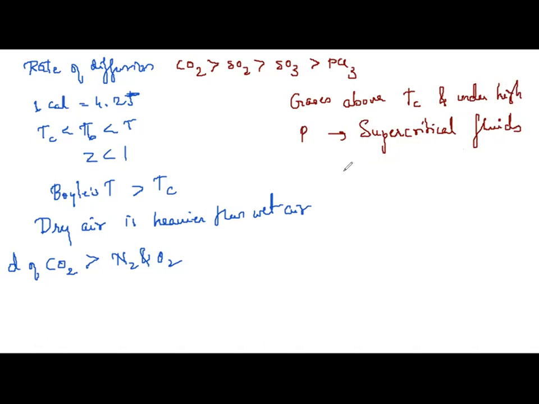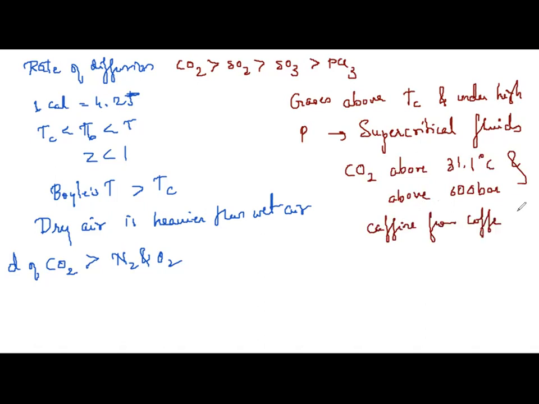For example, carbon dioxide, its critical temperature is 30.98, about 31.1 degrees Celsius. Above 31.1 degrees Celsius and above 600 bar pressure, it is used to remove caffeine from coffee beans. It is called a supercritical fluid. So these are some of the important terms.